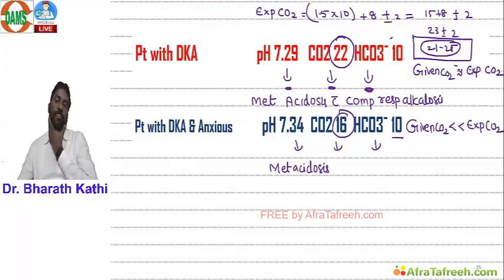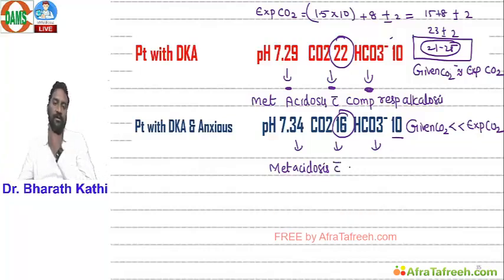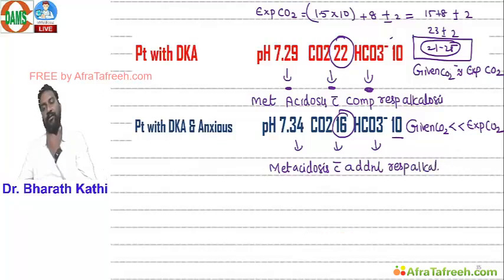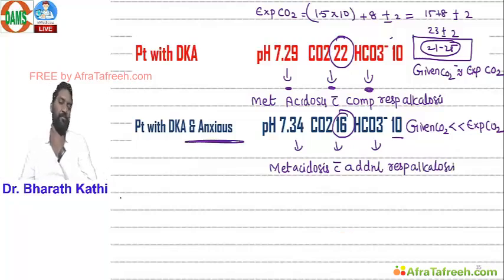It means there is extra CO2 washed out from the body. Anywhere extra CO2 washed out is called additional respiratory alkalosis. What might be the reason? This patient is anxious. He must be hyperventilating in panic.